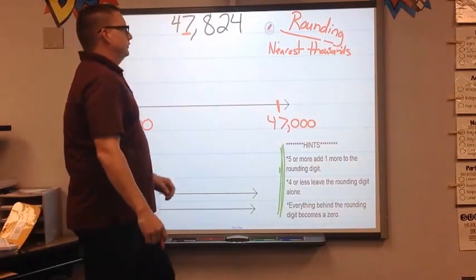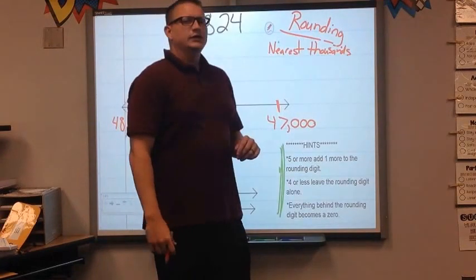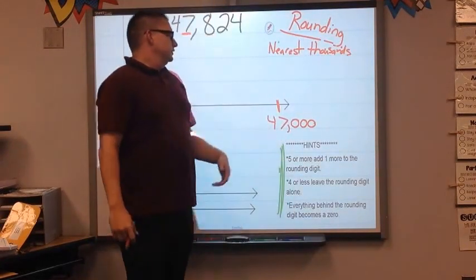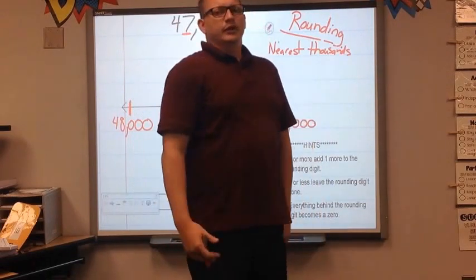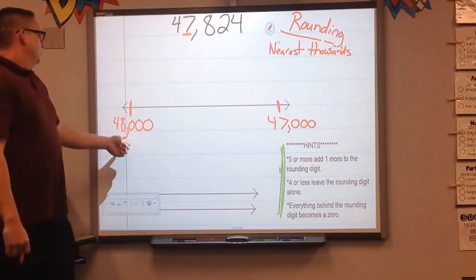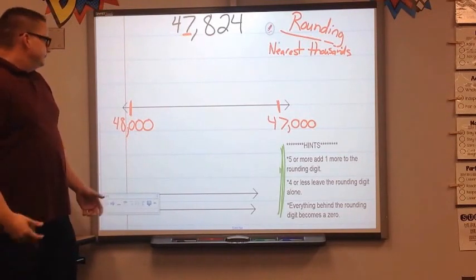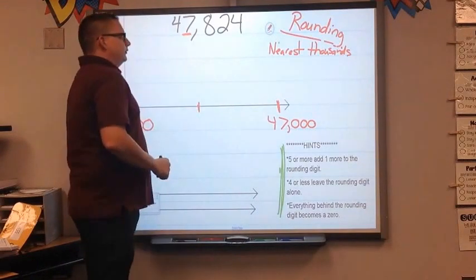Now, the way to check yourself is, if I count by 1,000, nearest 1,000, will I eventually hit 47,000? Absolutely. It'll take me a while, but I'll hit 47,000. If I count by 1,000, will I eventually hit 48,000? Yeah. Okay. So let me now set my endpoint.